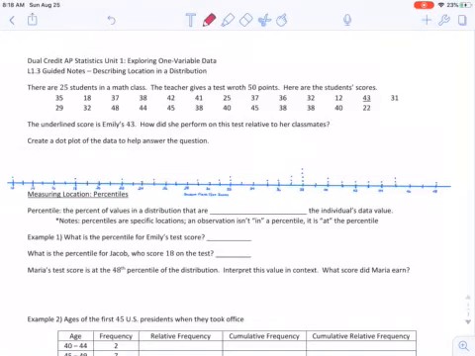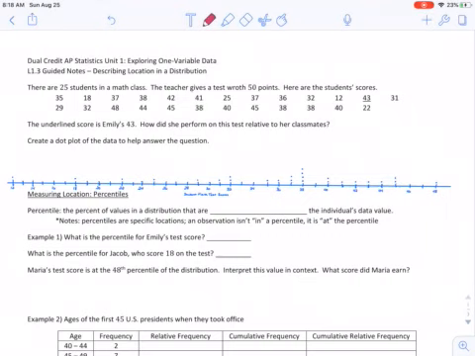Hey class, this is your guided notes, or at least the beginning of the guided notes for lesson 1.3. We're going to be describing location in a distribution. So we've already done that a little with describing the 5-number summary, where your numbers are falling on a number line, but there are other ways we could do it.